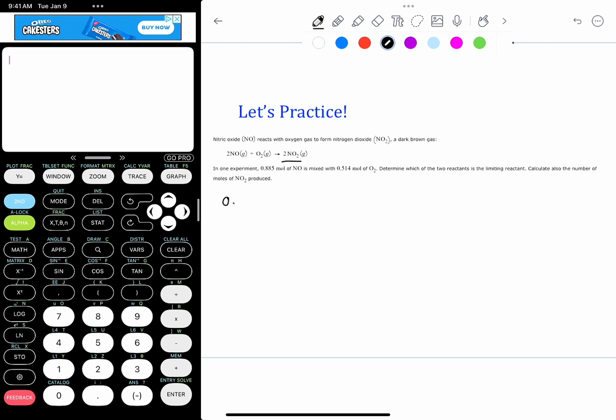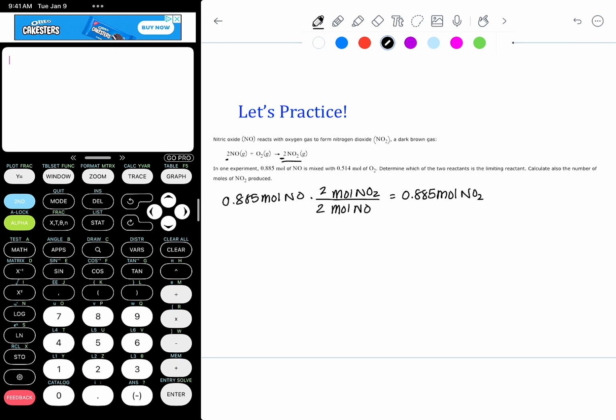So we start with 0.885 moles of NO, and we convert that to moles of NO2. So I put moles of NO on the bottom so that it cancels, moles of NO2 on the top so that I have that unit left. I go to my balanced reaction and see that both of those values have a coefficient of 2, so this would be a 2 to 2 ratio. So we get moles of NO2 to be 0.885 moles of NO2.